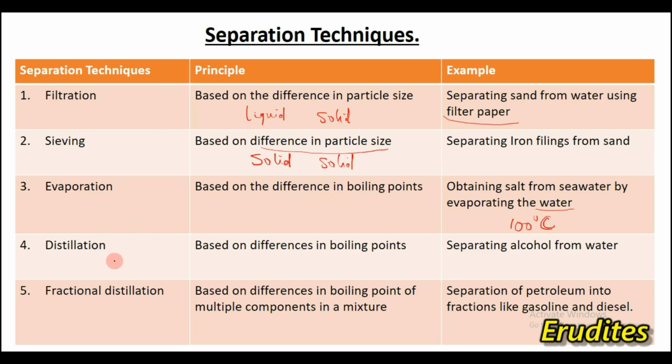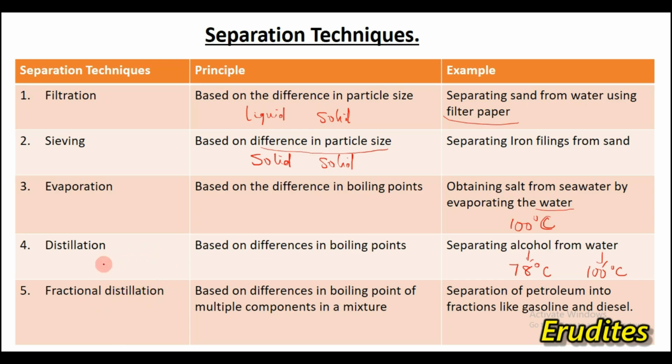Another example of a separation technique is distillation. Distillation is based on the differences in boiling point. An example of a distillation process is separating alcohol from water. So it is based on the difference in boiling point. For example, alcohol will boil at 78 degrees Celsius. Water will boil at 100 degrees Celsius. So there is a difference in their boiling point. So we can actually separate alcohol from water using this distillation process.